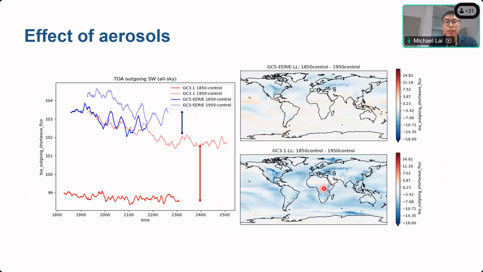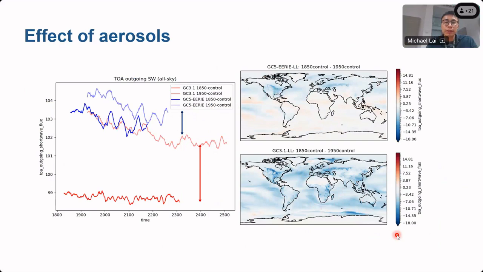However, in GC3.1, that pattern isn't there. There's a blanket of much more outgoing shortwave in the 1950 run, sorry. So this explains why the 1950 run is a lot cooler, despite the higher CO2 levels. It's because the aerosol forcing is different.